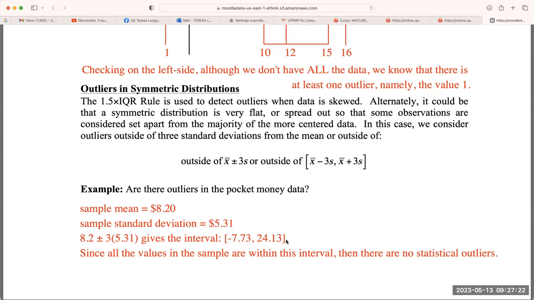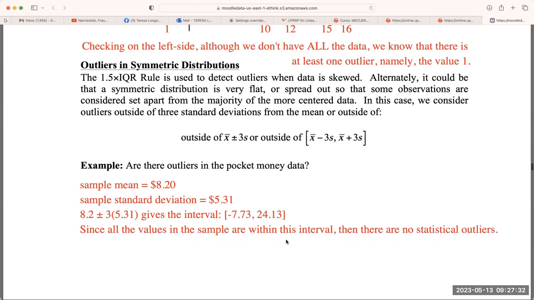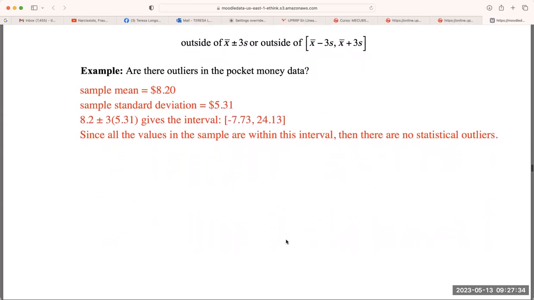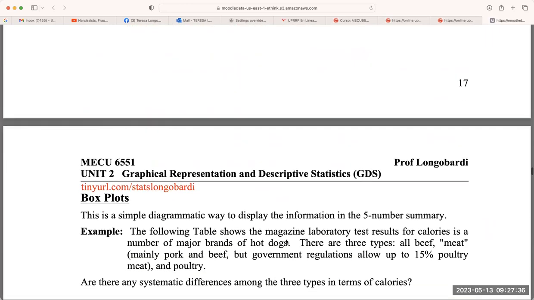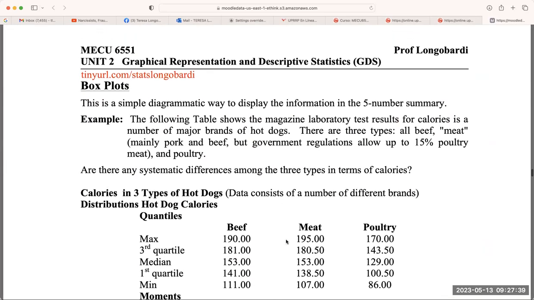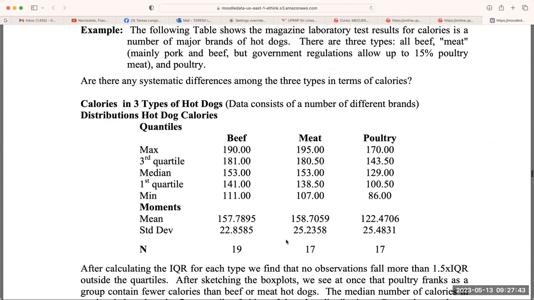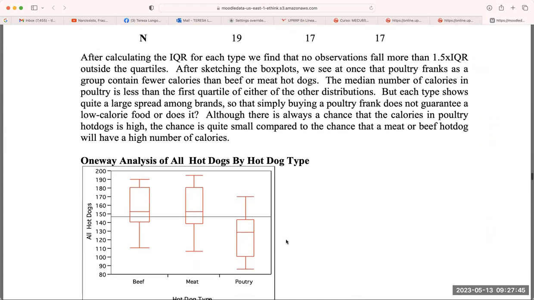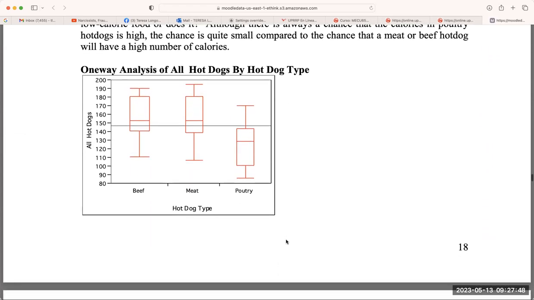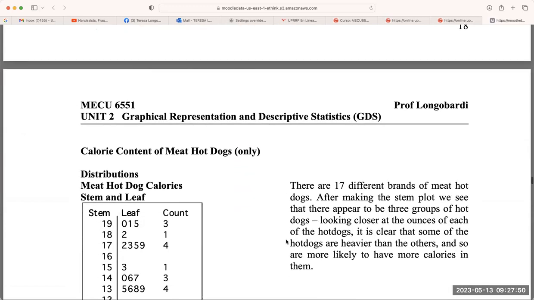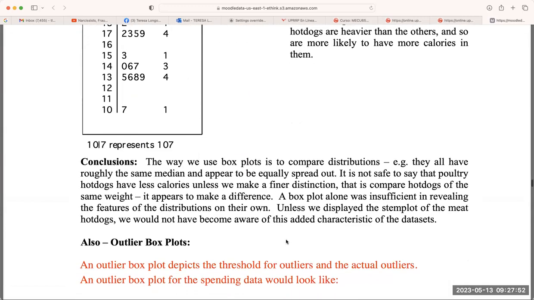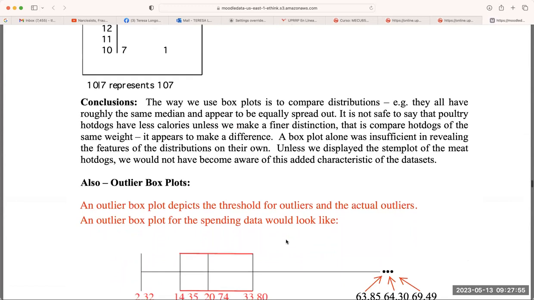So first of all, identify the shape, and then you can come to those kinds of assessments and then conclusions. So there are no outliers in the pocket money data. And I'm making that point because I'm going to talk about normal distributions soon. And normal distributions are structured to have outliers, but it's not necessarily always the case with data. So then I talked about the hot dog data. Oh, and I want to talk about the outlier box plot.